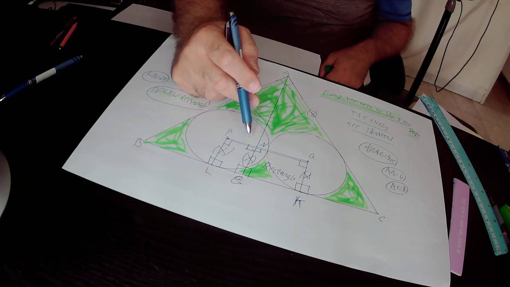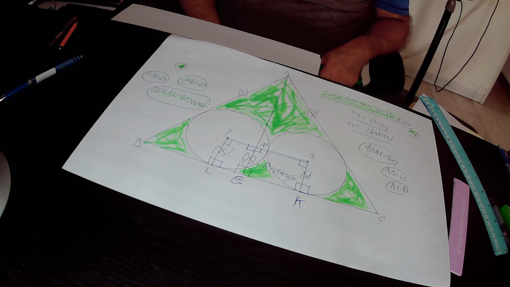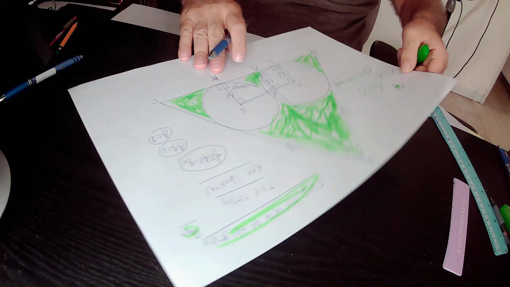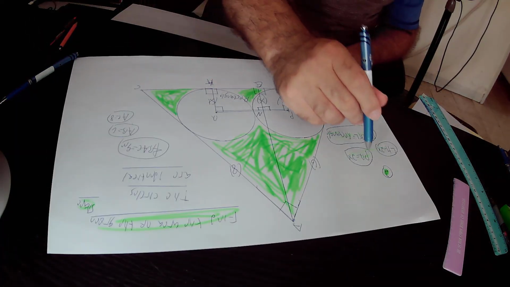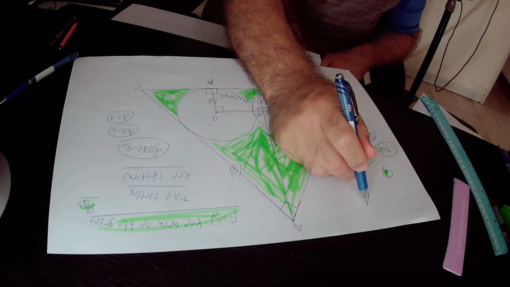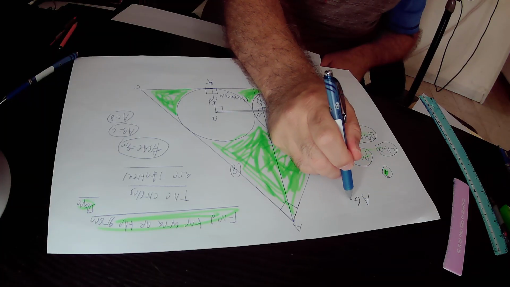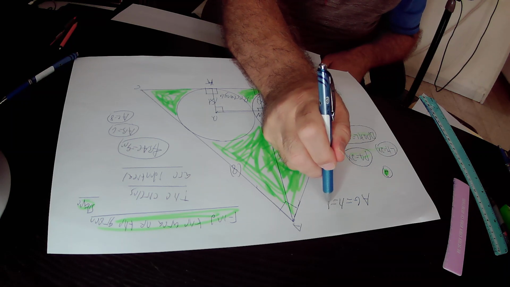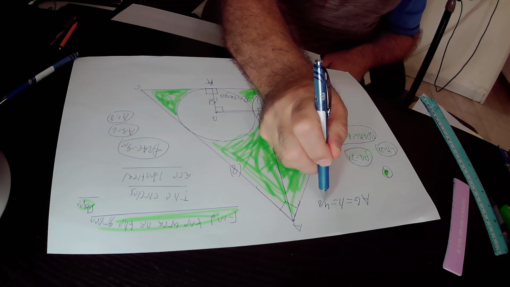AG is the height to the base BC that equals h, and h equals 4.8 units in its length according to what we have already found out. So write it down. AG, that is the height to the base BC, equals h according to our definition, and is equal to 4.8 units in its length.